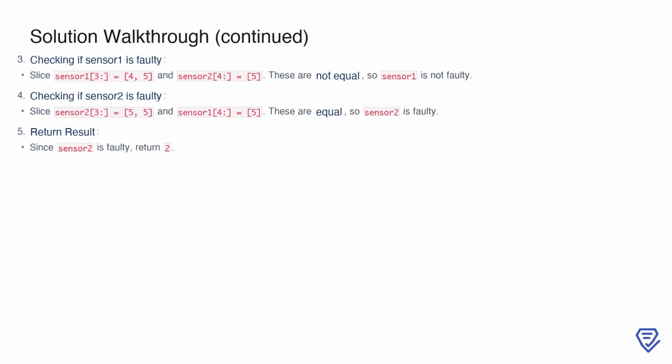However, at index 3, sensor 1 has 4 while sensor 2 has 5, and this is identified as the first mismatch. To check if sensor 1 is faulty, we compare the slice sensor1[3:], which is 4, 5, with sensor2[4:], which is 5. Since these are not equal, sensor 1 is not faulty. Then, we check if sensor 2 is faulty by comparing sensor2[3:], which is 5, 5, with sensor1[4:], which is 5. These slices are equal, indicating that sensor 2 is faulty. Therefore, the algorithm returns 2 in this case as well.